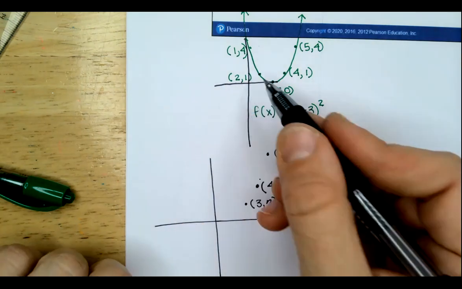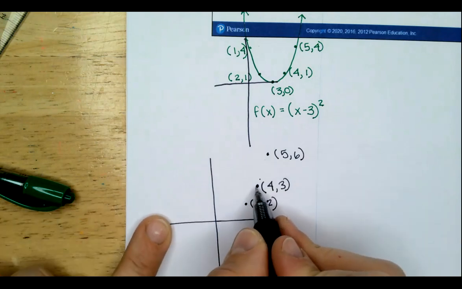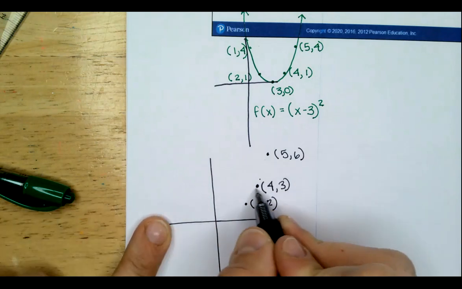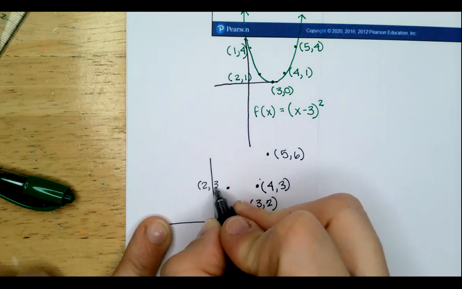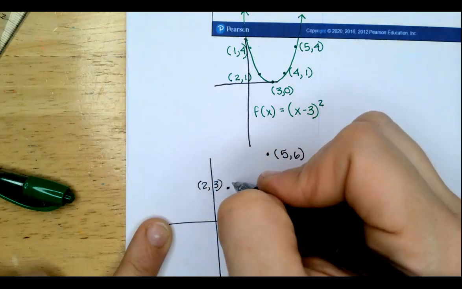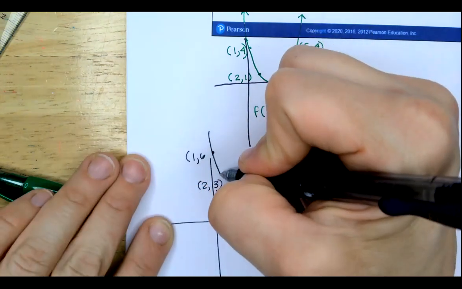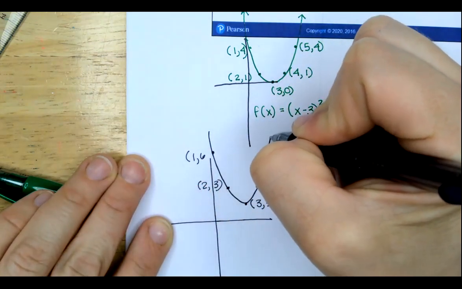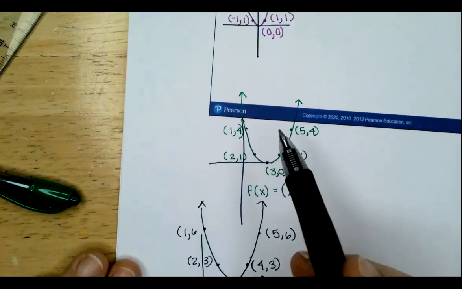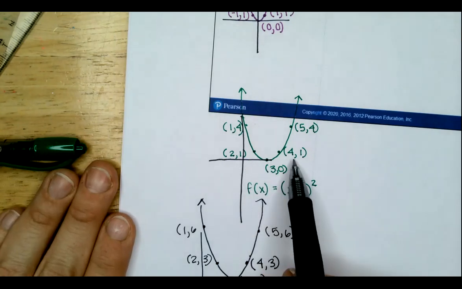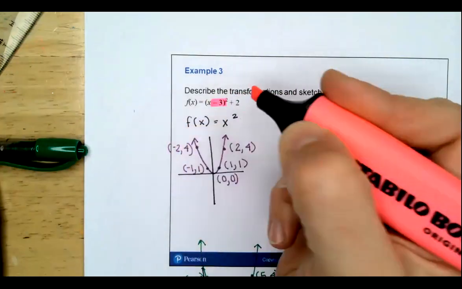Good. (2, 1): we're adding 2 to the y value. So instead of being at the line y equals 1, we're going to be at the line y equals 3, so it's (2, 3). And then (1, 4), we add 2 to the 4, so it's (1, 6). It's that same parabola going in the same direction, staying the same size, but we moved it to the right 3 and up 2.